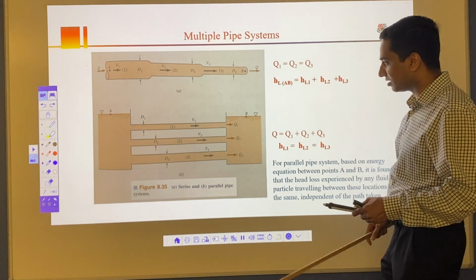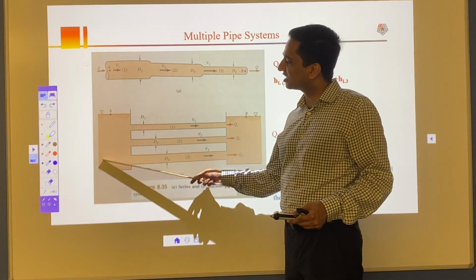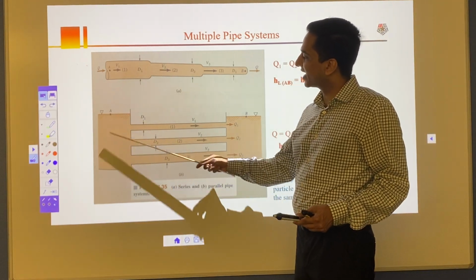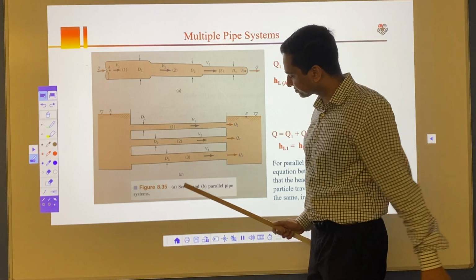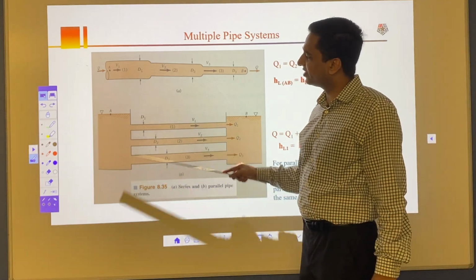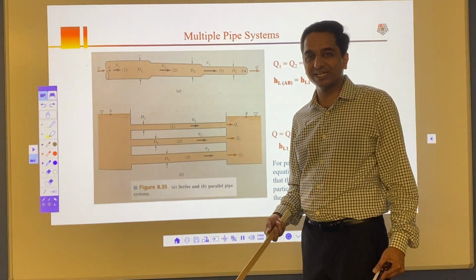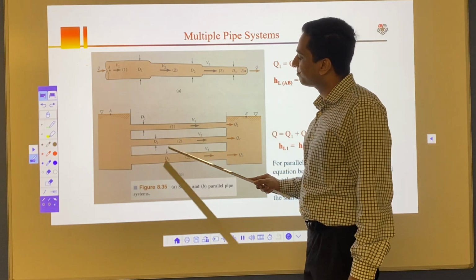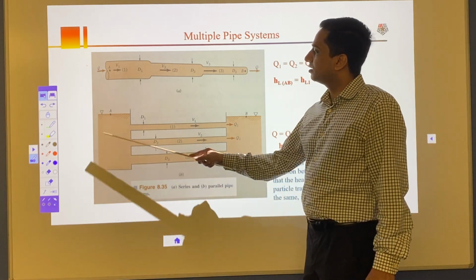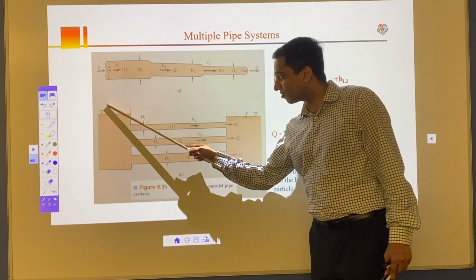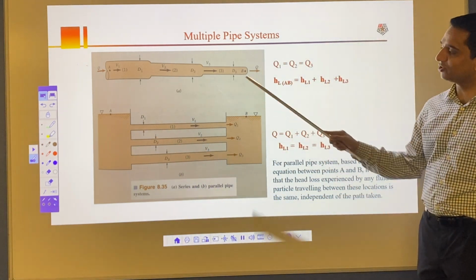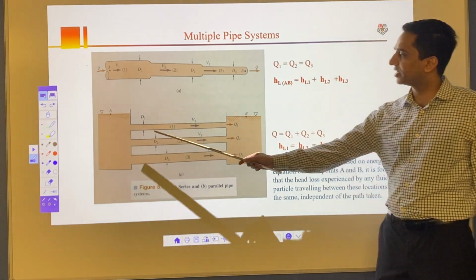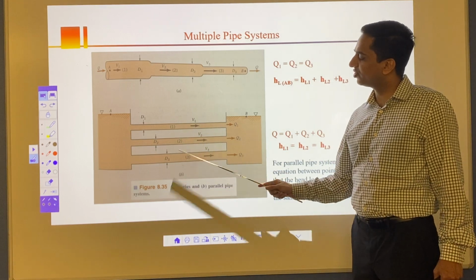What happens in parallel? Let's say you have two large tanks, tank A and tank B. And then we have three different pipes, same material, same length, but different diameter. Pipe 1, pipe 2, pipe 3. Our fluid is going from tank A to tank B. And now it's flowing through 1, 2, 3.